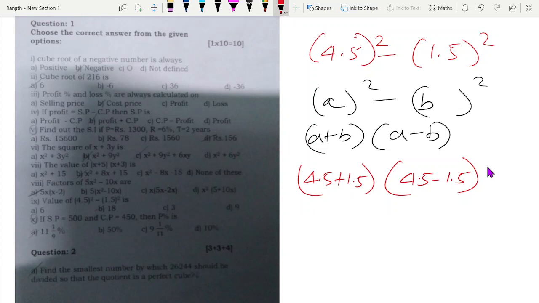Those who attended regularly will understand all this because I have taught all this. Multiplication was, I mean, revision was done.